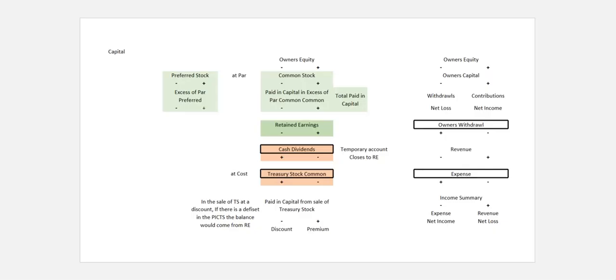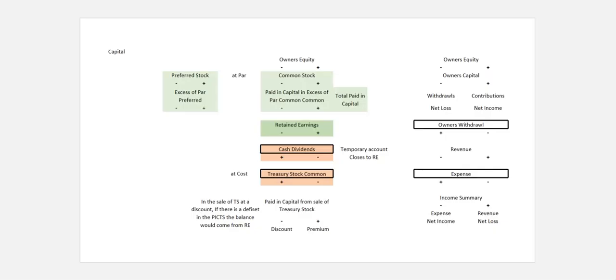But now we're using corporations. Okay? And the corporate equity section is a bit different. The owner's equity section is stock. Okay, so we have common stock. Notice the same normal balance. Paid in capital in excess of par common stock.